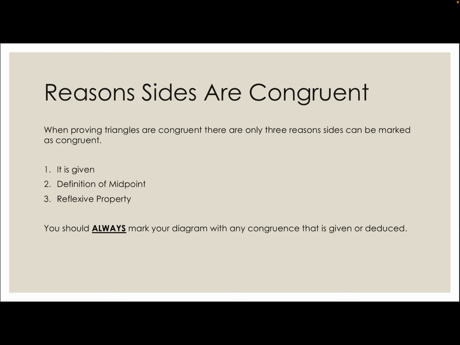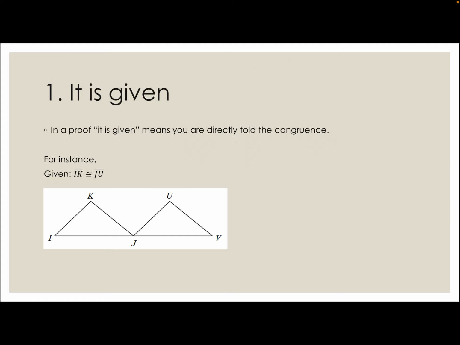And you should always mark the diagram so that the congruence that you've determined is visible on the diagram. So that first reason is it is given. And so when I say it's given, you are directly told that the congruence happens. So in this case, we're given segment IK is congruent to JU. So what you should do is mark IK as congruent to JU. And so now you've used that information.